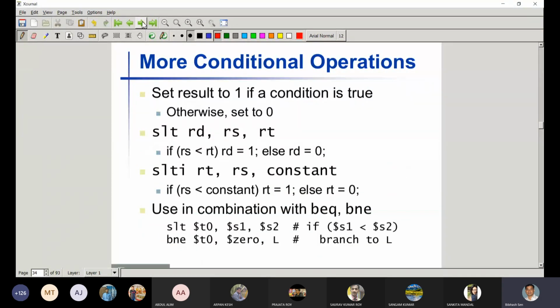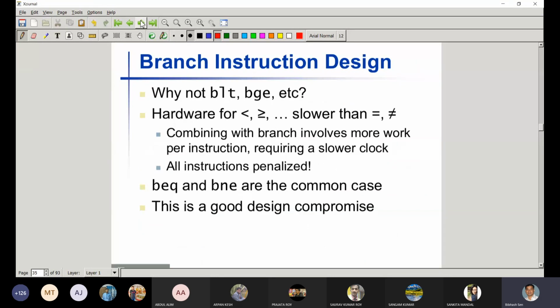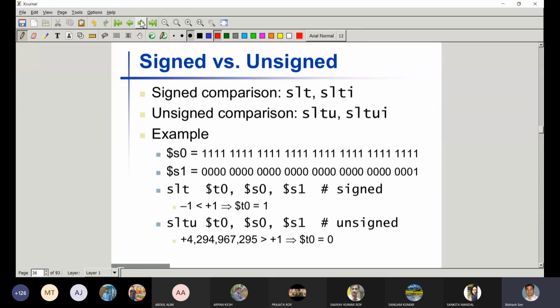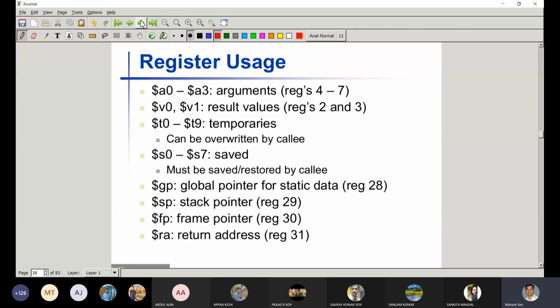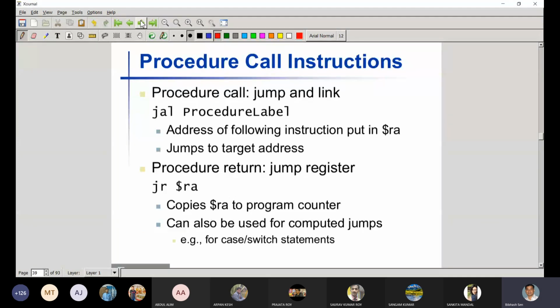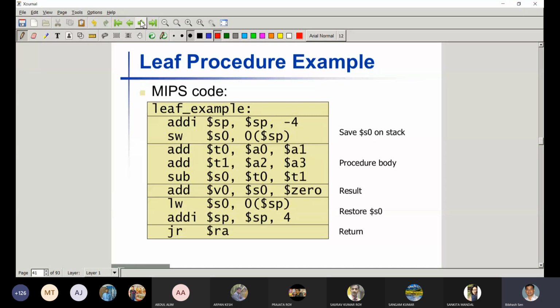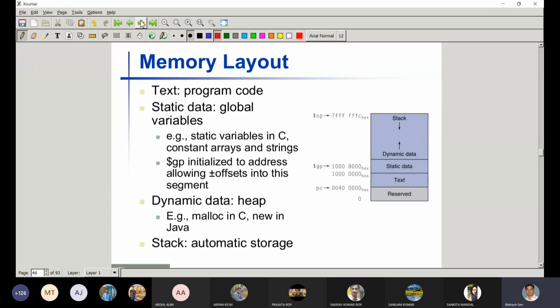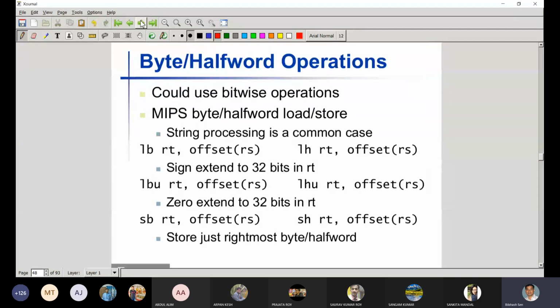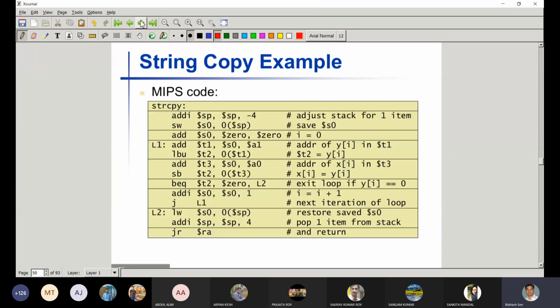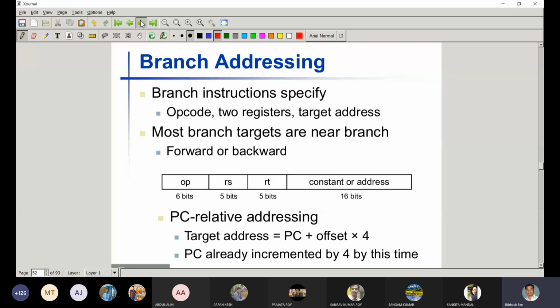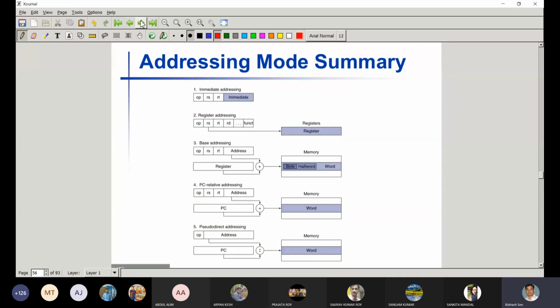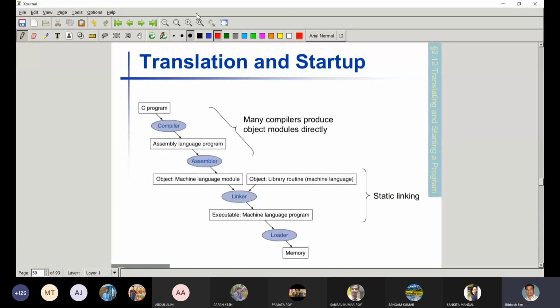More conditional operations are used here. One by one, I have given here branch target, signed, unsigned, procedure calling, register usage. These are all for the MIPS instruction format, and I will give you this slide for your reference, and you study it before studying the MIPS simulator. Got the point? A lot of things are there. We are not following this now; next time you will follow this part.